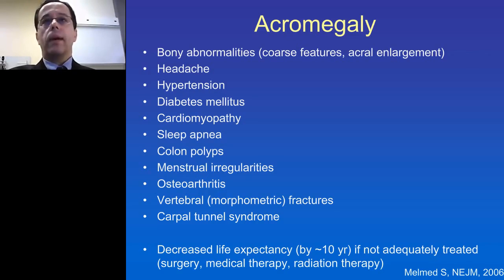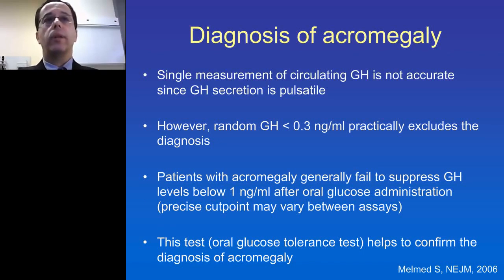So how to make the diagnosis? First of all, single measurement of circulating growth hormone is not accurate, since growth hormone secretion is pulsatile. However, randomly measured growth hormone levels that are extremely low, below 0.3 nanograms per ml, practically exclude the diagnosis. More useful in practice is the so-called oral glucose tolerance test.